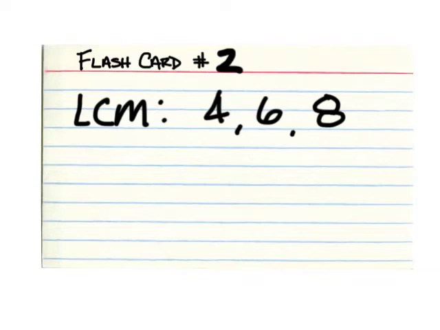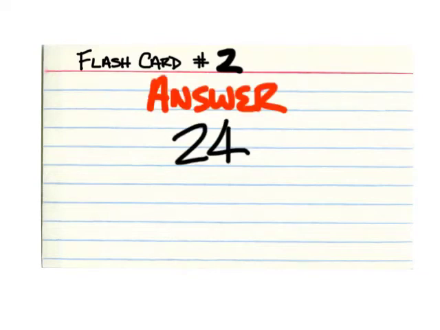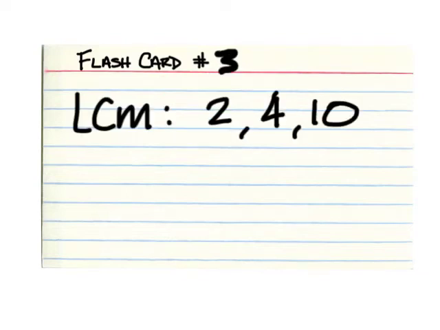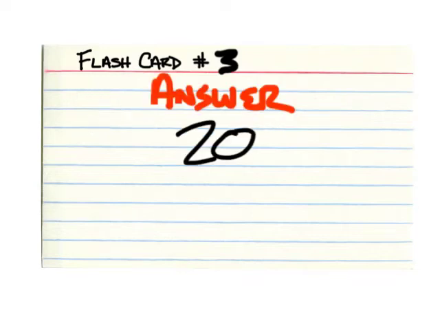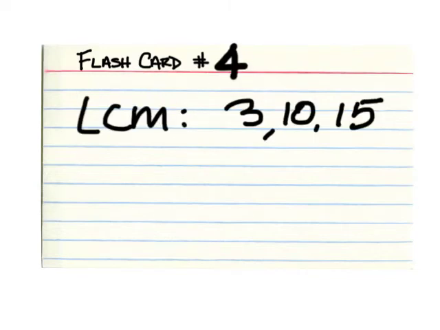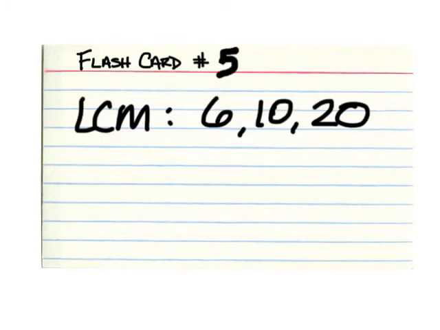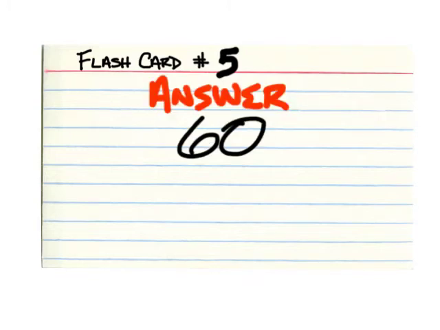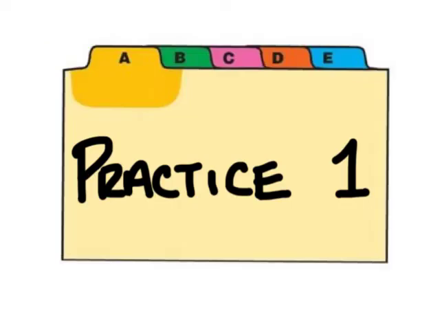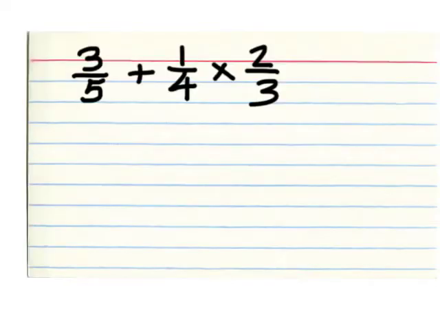What's the lowest number they all three go into? 2, 4, and 10. 20. 3, 10, and 15. 6, 10, and 20. 60 is right.